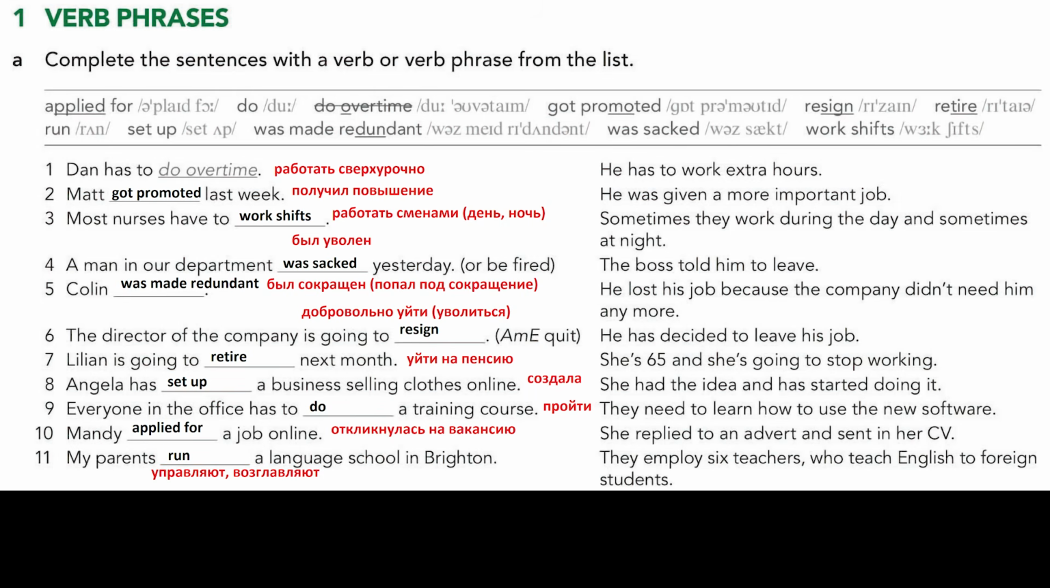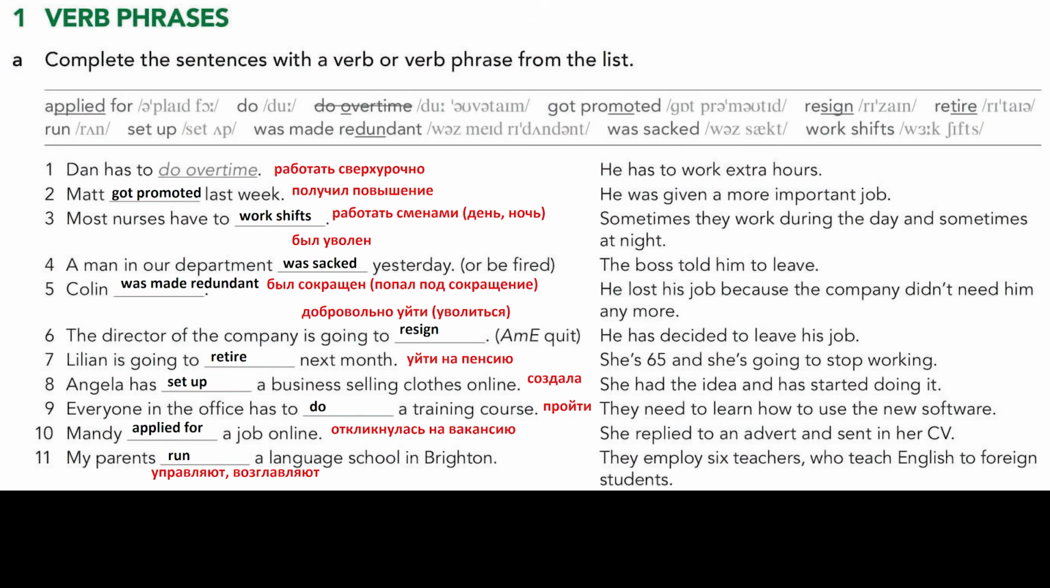Eight point 2. Work 1. Verb phrases. 1. Dan has to do overtime. He has to work extra hours. 2. Matt got promoted last week. He was given a more important job. 3. Most nurses have to work shifts. Sometimes they work during the day and sometimes at night.